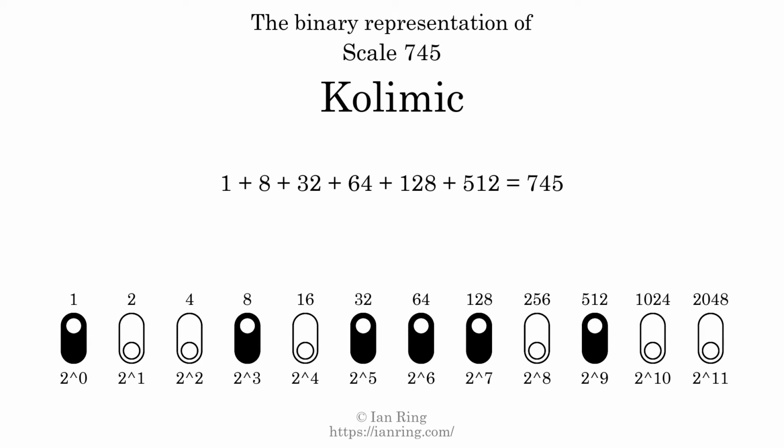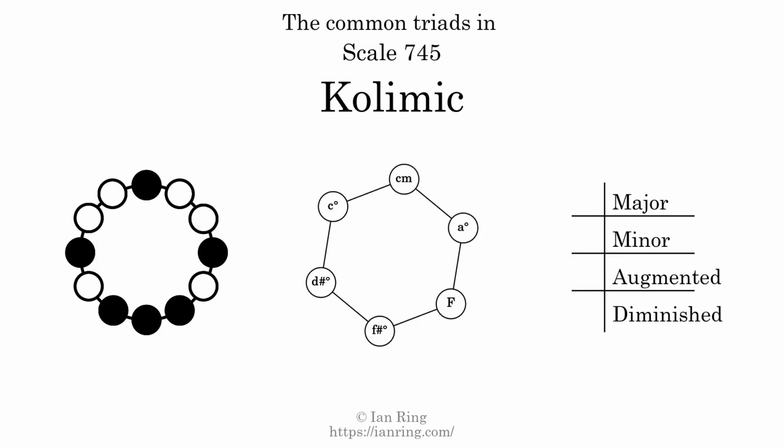The scale number not only enumerates the scale with a unique index, but it also literally describes the tonal content of the scale. Represented as a binary number in base 2, the scale number is 001011101001. Here are the common triads present in this scale.